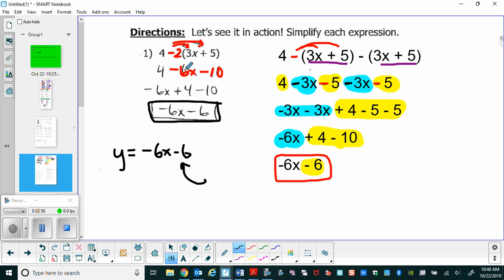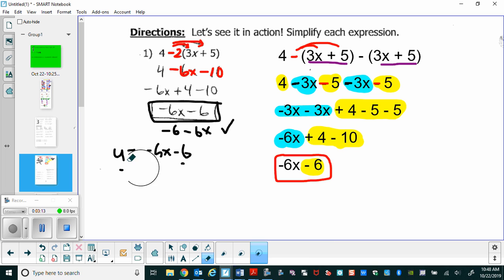Even though from this step right here, some of you see the 4 minus the 10 and would want to put a negative 6 and then minus 6x, this answer is technically still right, but we want to format it with the constant coming last simply because of our functions and graphing unit, okay?